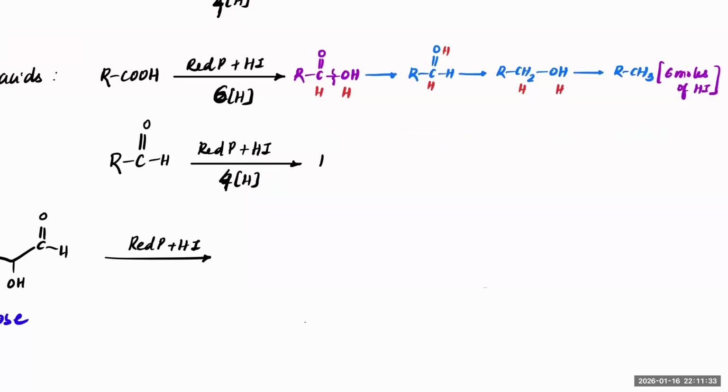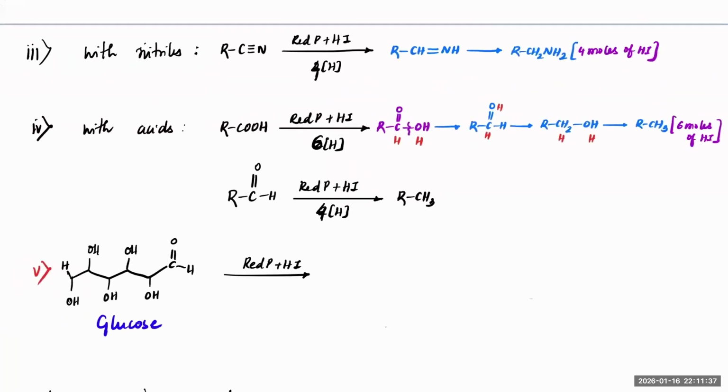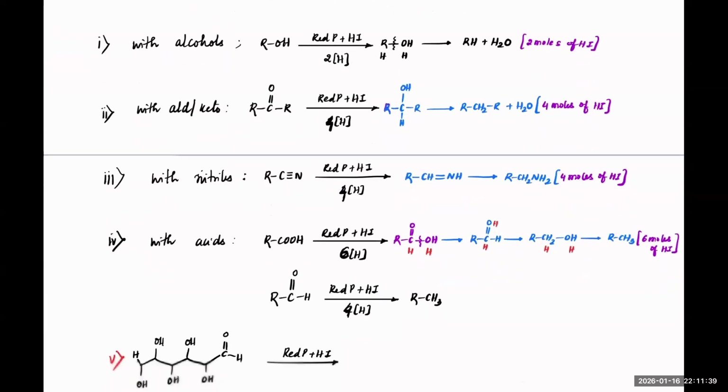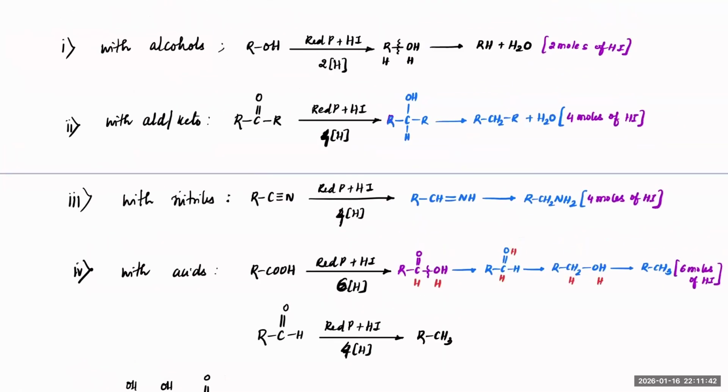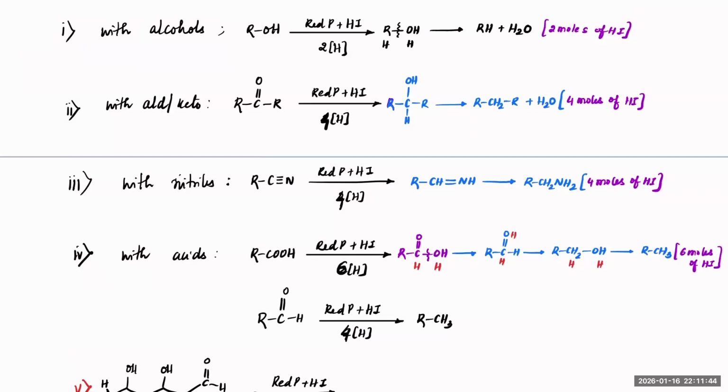I'm directly writing the product. You will get this as RCH3. So I hope all of you got this point. How many moles are used, and it can reduce literally all functional groups to almost alkanes and amines.